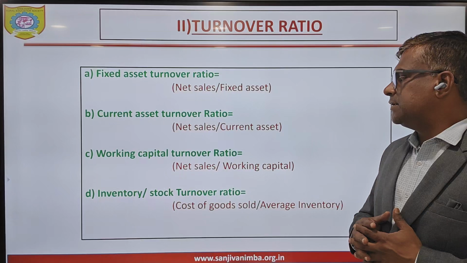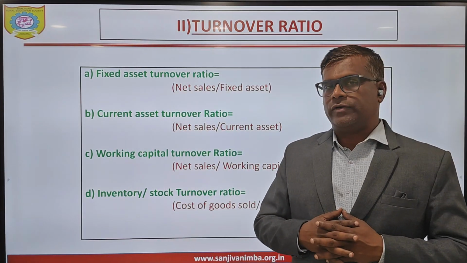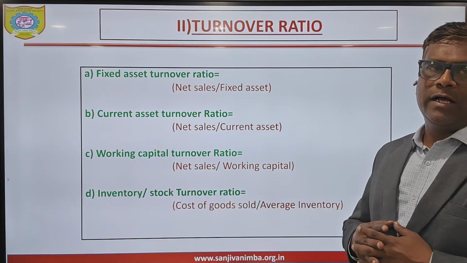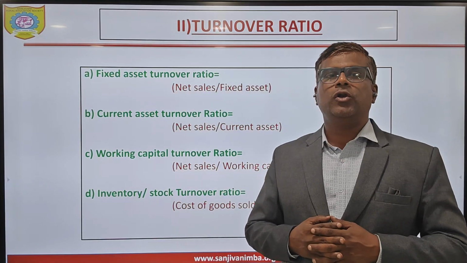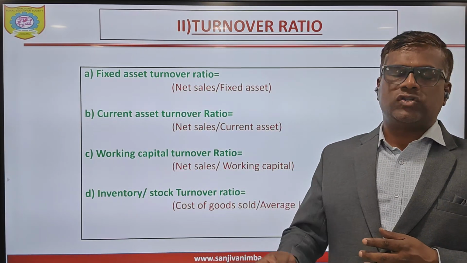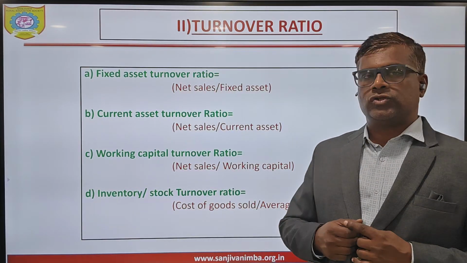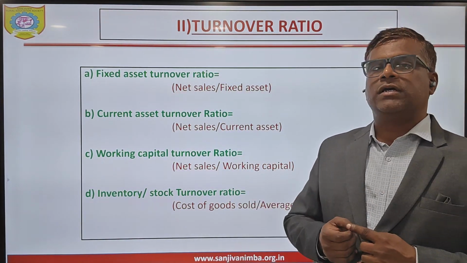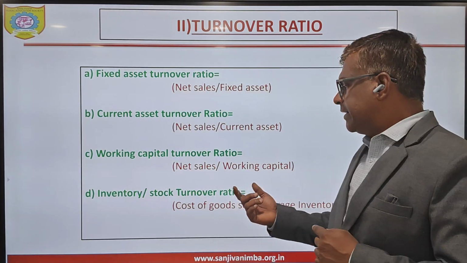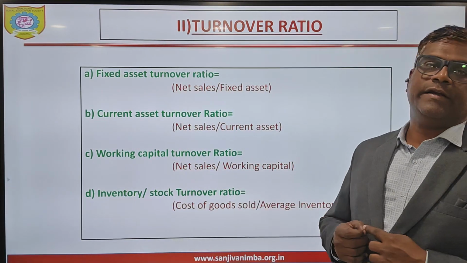The last one is the inventory or stock turnover ratio. This formula is cost of goods sold divided by average inventory. As you all know, sales minus gross profit is nothing but the cost of goods sold. So another formula for inventory or stock turnover ratio is also net sales divided by average inventory.